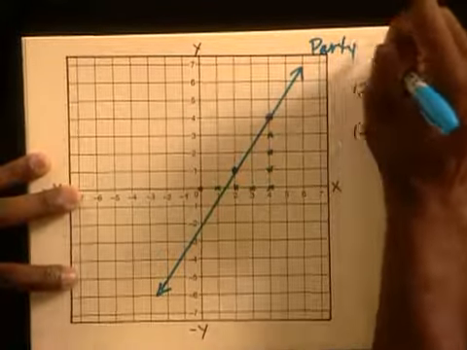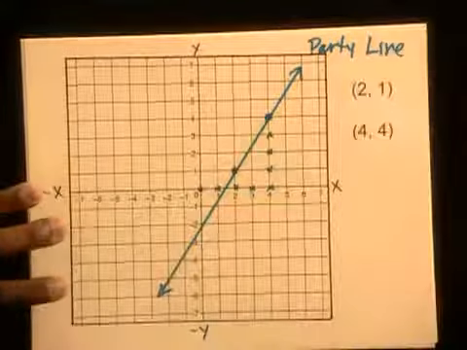So now these 2 points are on this line, okay? And now we'll name this line. We'll call this the party line, okay? All the parties are happening on this line. So if you're not on this line, you're not at the party, okay? And we want to go to the party, right?